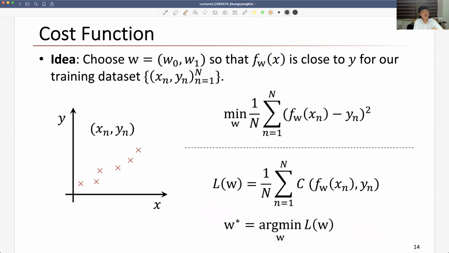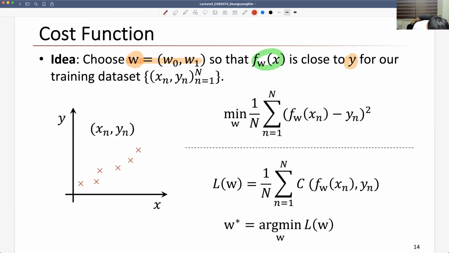Okay, so what is the cost function? We already talked about this previously, but let's define the cost function in a systematic way. So the idea is here: the learning of linear regression is to choose the best parameter W so that f(w, x) is close to y.